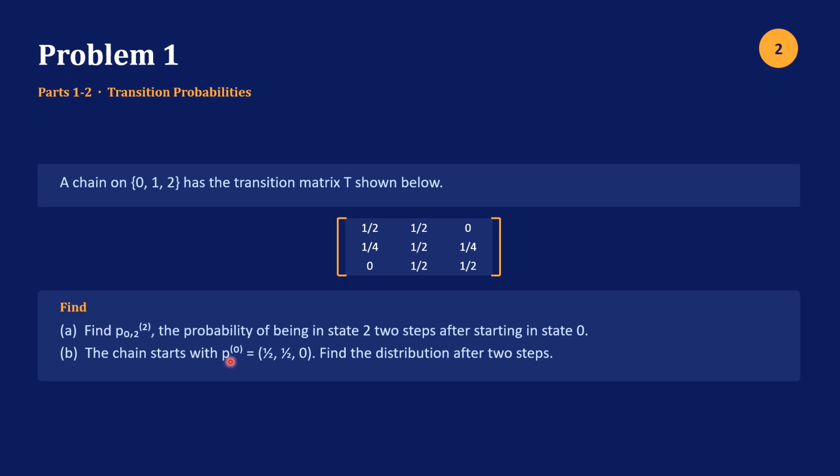Then given that the chain starts in these states with the given probabilities, 1/2 in state 0, 1/2 in state 1, and 0 probability in state 2, find the distribution after 2 steps. So if you want to give this a try, pause the video, and then I'll give you the solution on the next slide.